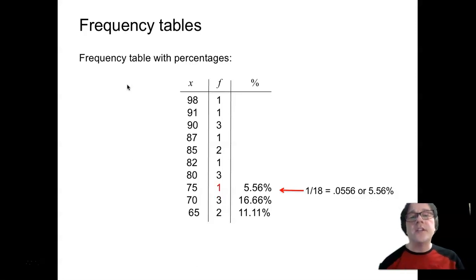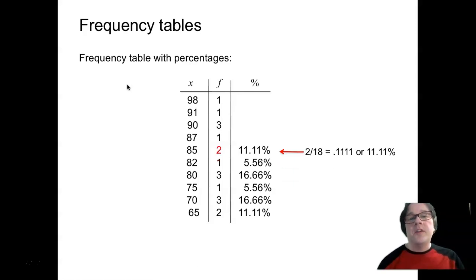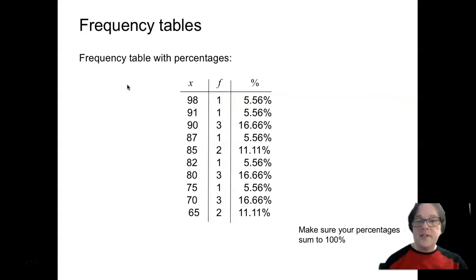And we could do this for each and every score that is in our distribution, right? So all we're doing is taking the frequency for each of these scores and dividing it by n to get the percentage. So there you go. We created a frequency table with percentages. So not only do we know the frequency with which each of these scores appears, we also know the percentage of our total data set that each one of these scores makes up.